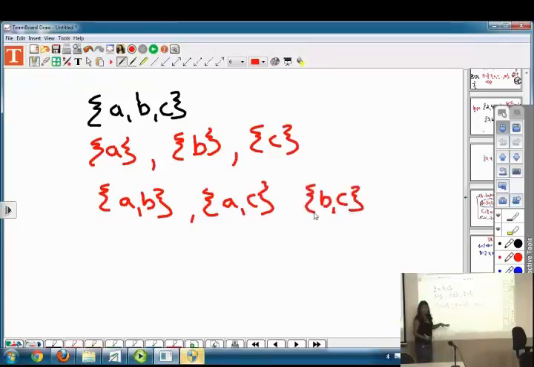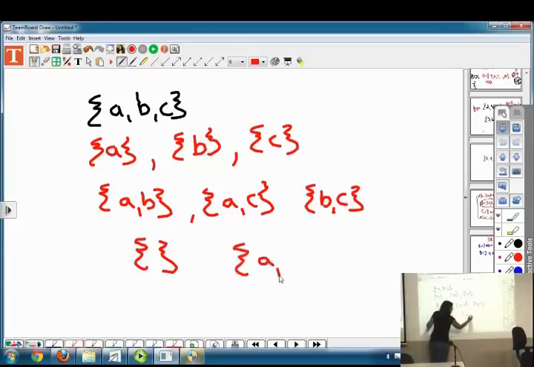And as we just talked about, we said that the empty set was also a subset. The empty set is a subset of every single set. We also said the set itself, A, B, C. So for these three elements, I found 1, 2, 3, 4, 5, 6, 7, 8 subsets of that set.